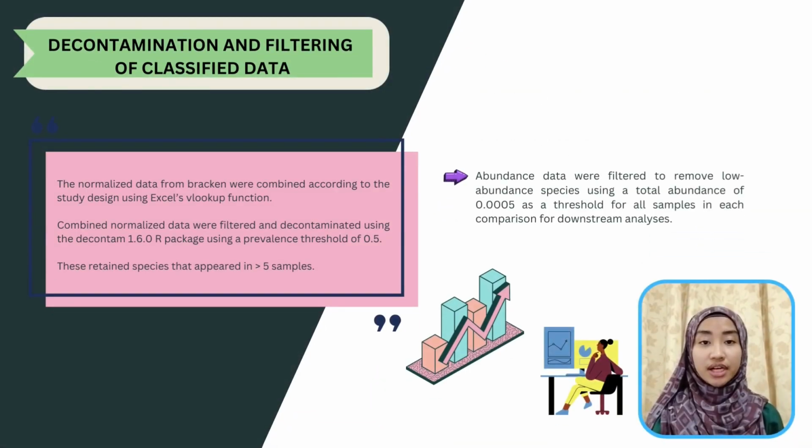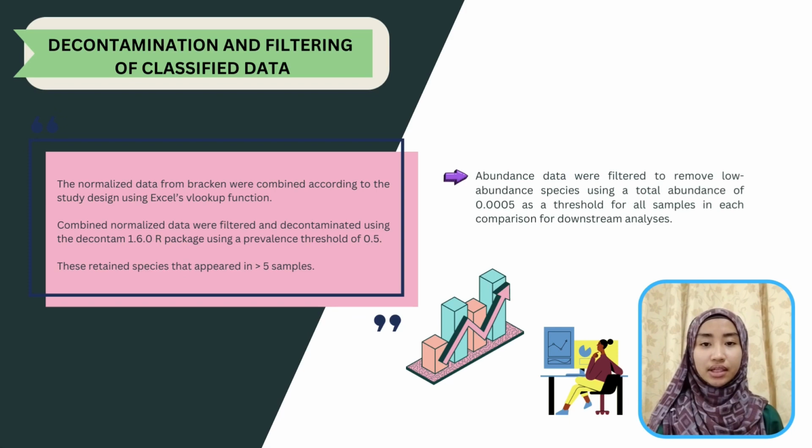Decontamination and filtering of classified data. The normalized data from the bracket were combined according to the study design using the Access VLOOKUP function. Then the combined normalized data were filtered and decontaminated using the decontam 1.0 R package using a prior-value threshold of 0.5, and these retain species that appear in more than 5 samples.